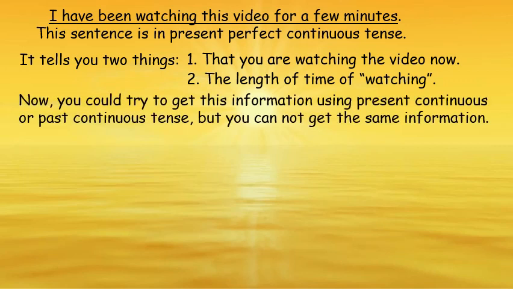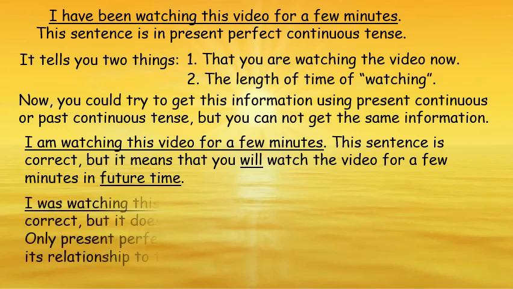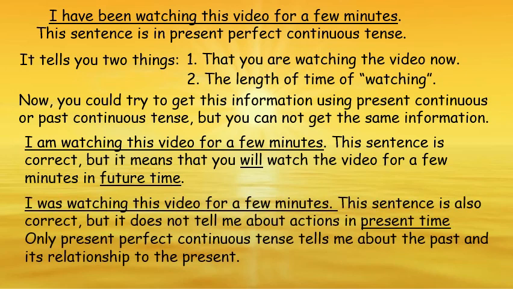Now, you could try to get this information using present continuous or past continuous tense, but you cannot get the same information. I am watching this video for a few minutes. This sentence is correct, but it means that you will watch the video for a few minutes in future time. I was watching this video for a few minutes. This sentence is also correct, but it does not tell me about actions in present time. Only present perfect continuous tense tells me about the past and its relationship to the present.